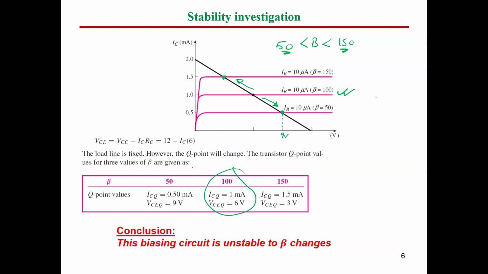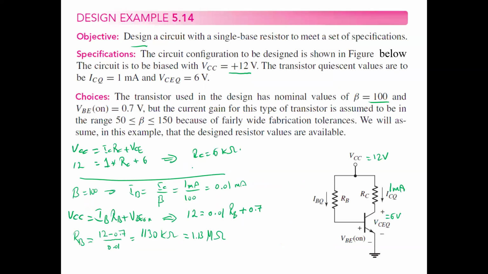Why? Because this circuit configuration will not allow a change for I base. Whatever happening for beta on this side, I base will be the same because you have a fixed resistance and VCC value. And VBE is 0.7 all of the time. So there is no change happening in IB.